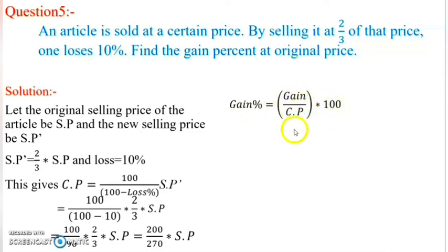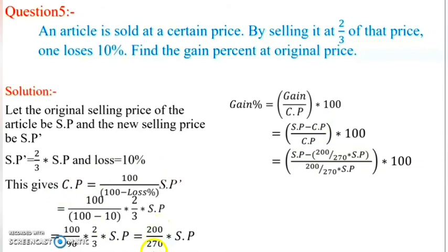And gain is selling price minus the cost price. So this will give you (SP minus CP) upon CP into 100. So I will put the relation between CP and SP here. CP is equal to 200 upon 270 into SP. So you can see that here SP is common.